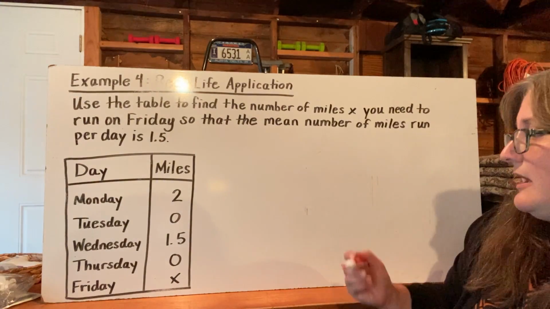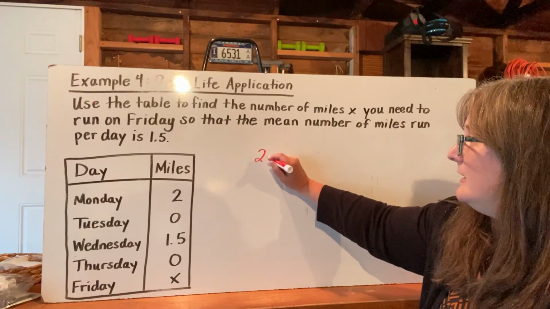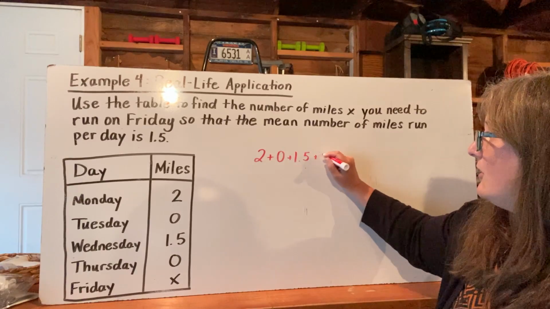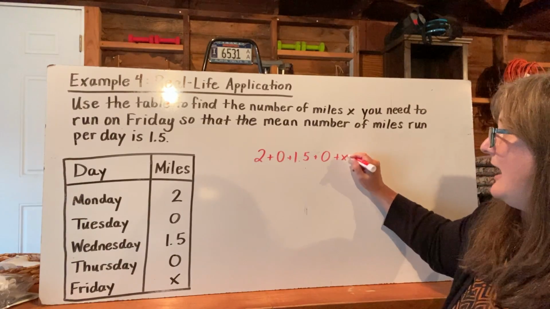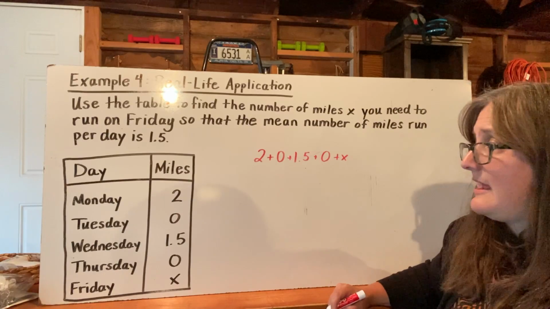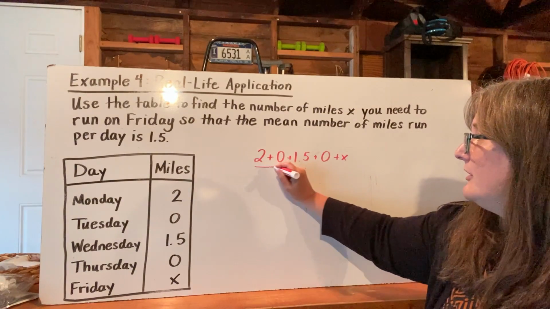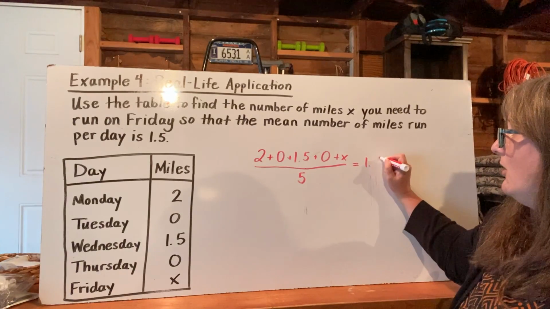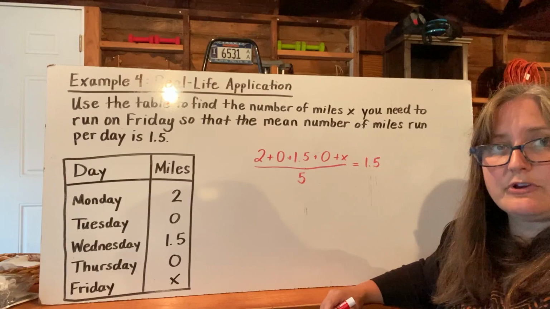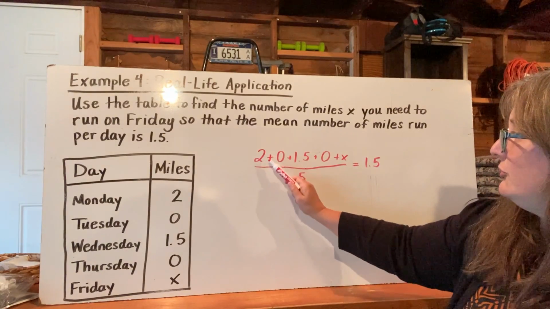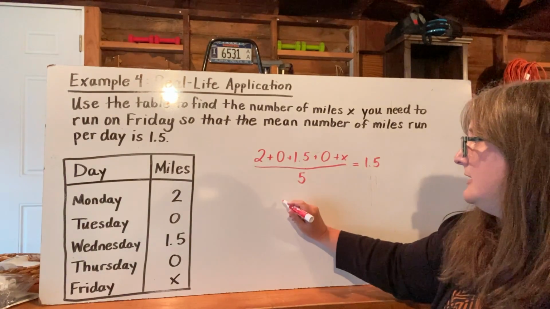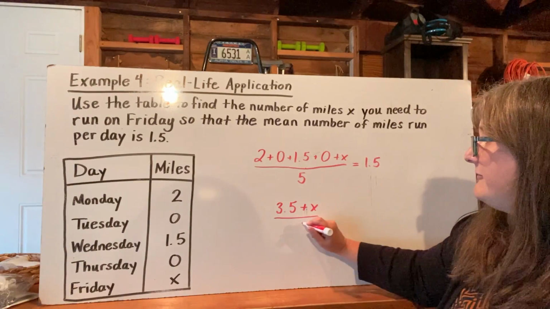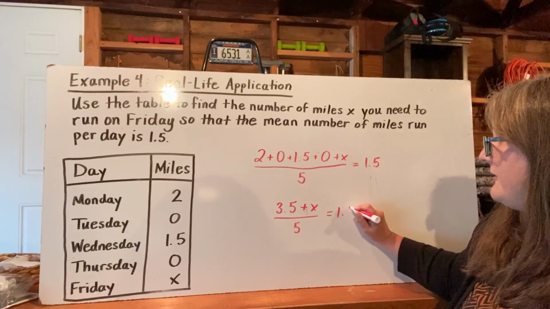So in this case, I ran 2 miles on Monday, 0 on Tuesday, 1.5 on Wednesday, 0 on Thursday. And I'm trying to figure out how much do I really need to run on Friday if I want to have an average of 1.5. So this would be 5 days. So I'm dividing by 5 and I want my average to equal 1.5. So I'm going to start by combining like terms. So I'm adding up the 2, the 0, the 1.5, and the 0 here, and I get 3.5 plus x divided by 5 equals 1.5.